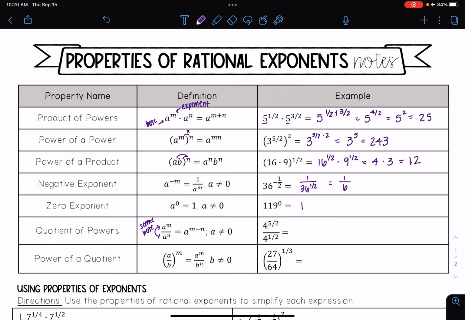So here I have 4 to the 5/2 divided by 4 to the 1/2. Here I have the same base of 4. So this would be equal to 4 to the 5/2 minus 1/2. 5/2 minus 1/2 is 4/2, which is the same thing as 2. And 4 squared, I get 16.